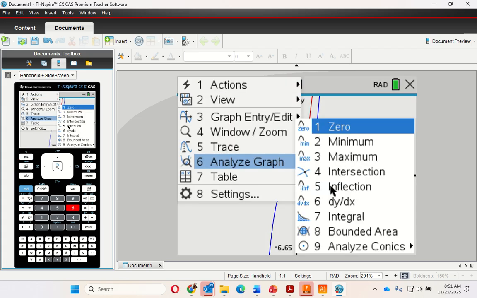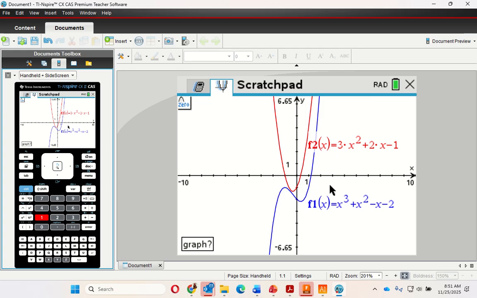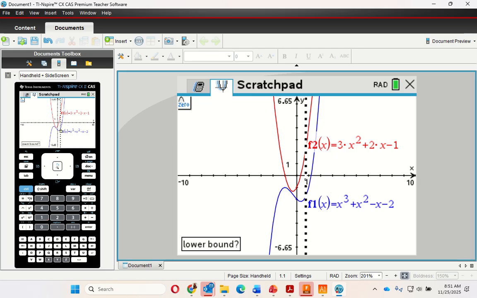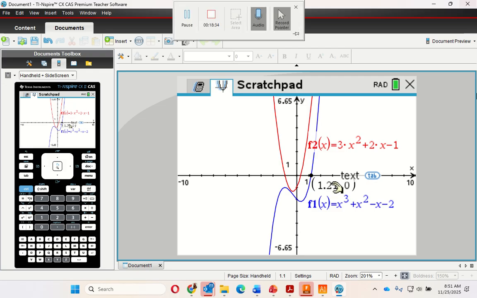That's the lower bound. Right there, upper bound, there. And I'm going to hit this here. This is a little bit easier.